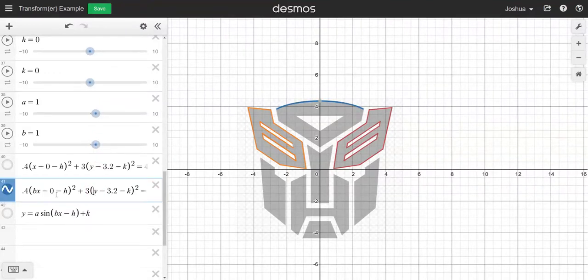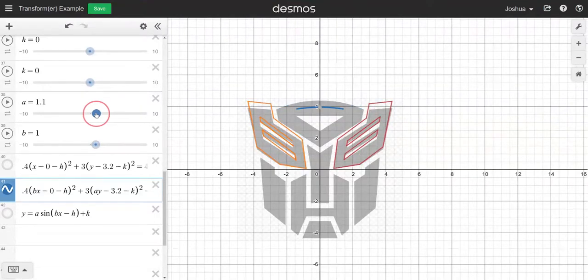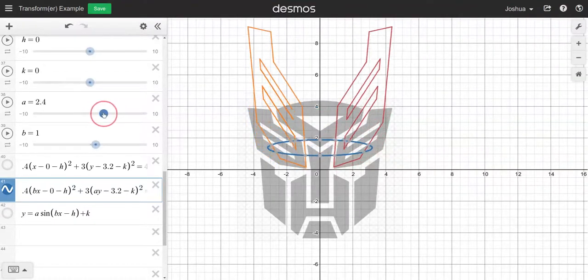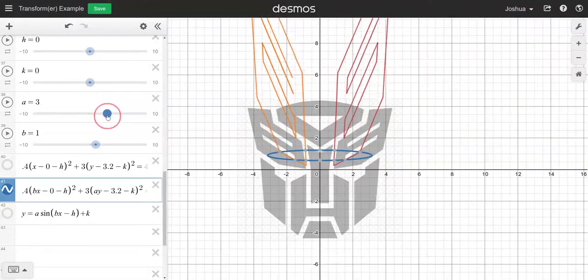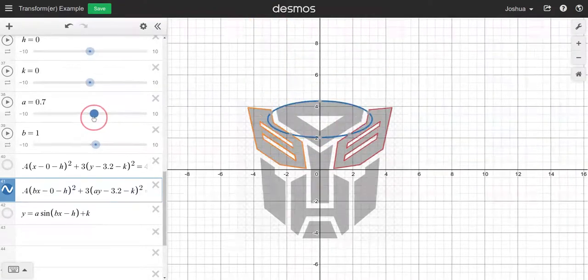Let's just try putting A in the same sort of spot that we put B. Let's just try putting A right there and see if I get a stretch away as I make this bigger. Oh, and it looks like it's not doing that. So let me again remove the window and see what it's doing. So as A gets bigger, instead of stretching away, it compresses towards the x-axis.